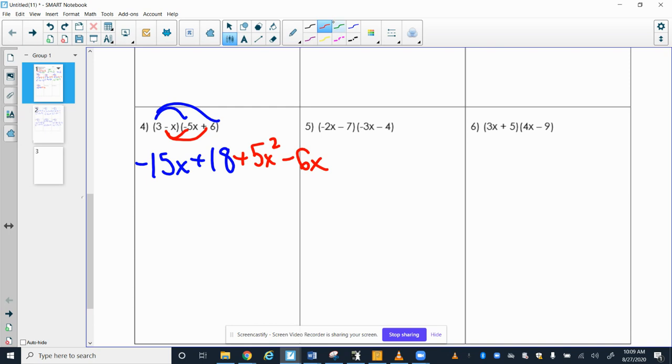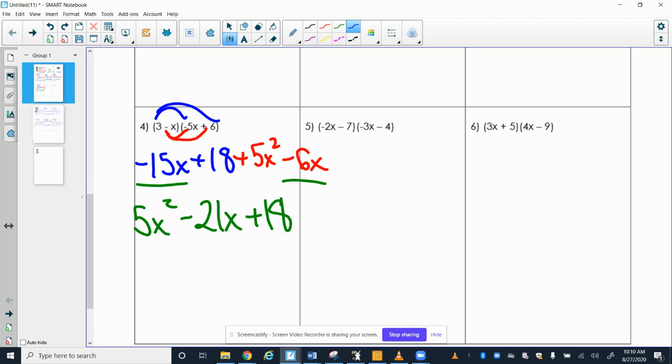Okay, now we look for our like terms. So this negative 15x would be a like term with negative 6x. Now, remember, we typically will always write the biggest exponent first. So we're going to bring that 5x squared to the front, 5x squared. Then negative 15x minus 6x would be minus 21x. Then the plus 18 at the end. Okay.